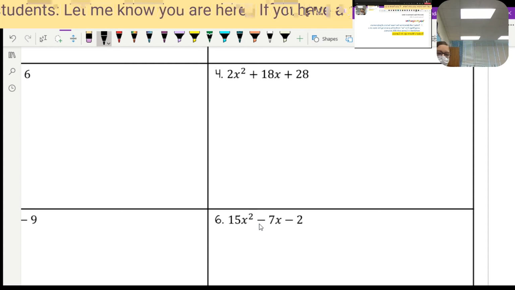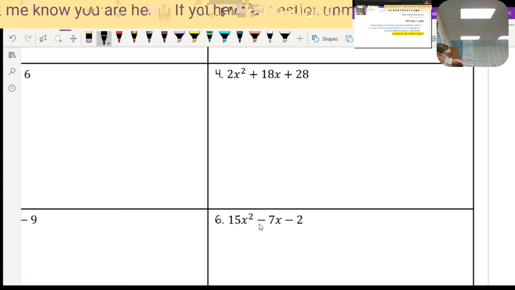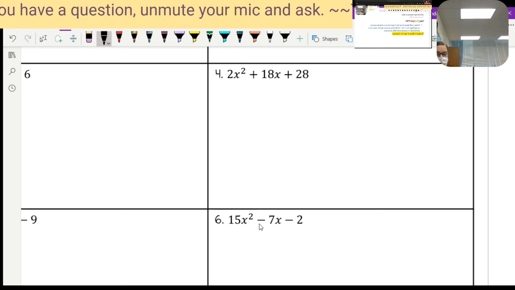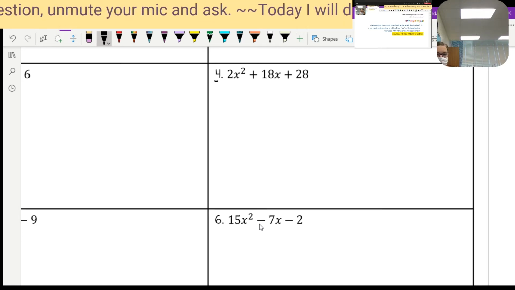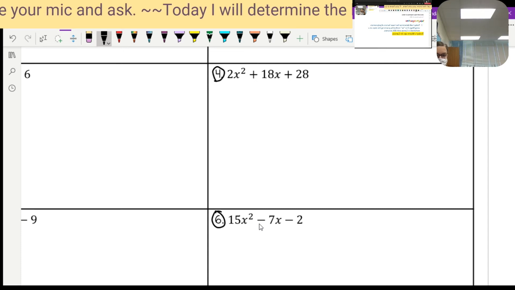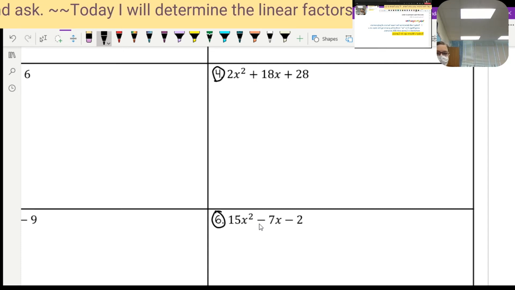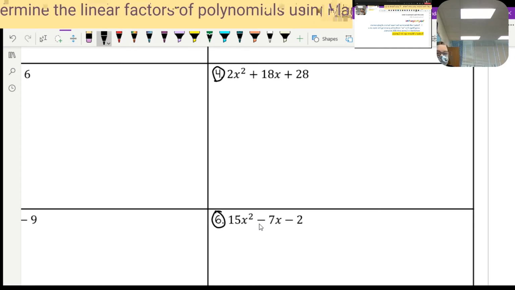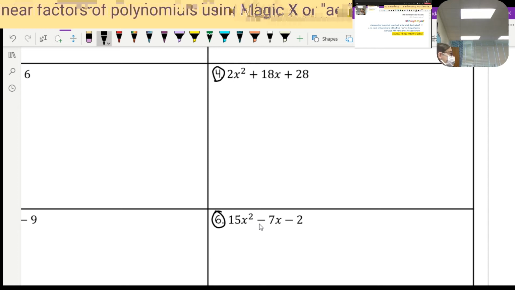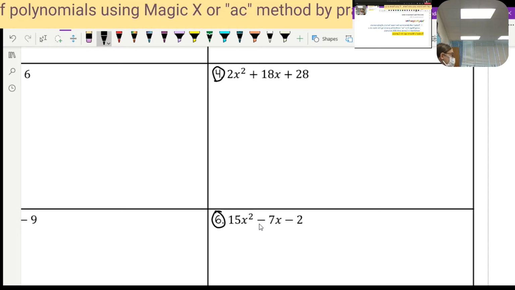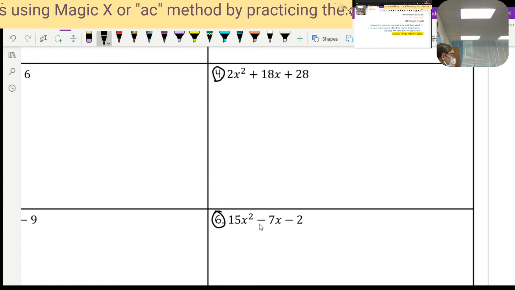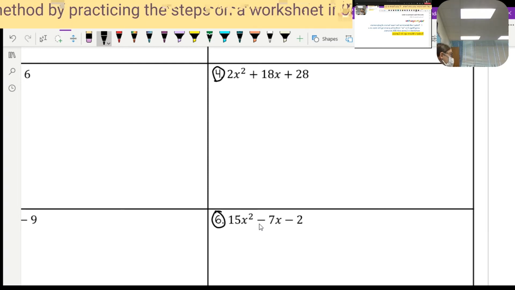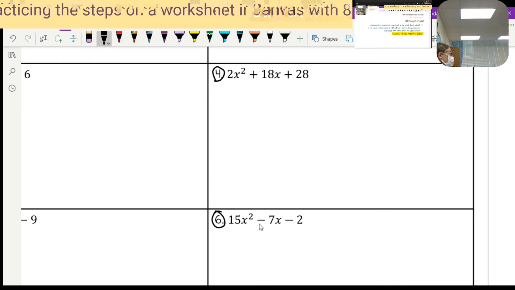Okay, so remember, I've written in there the first step is to always check and see if there's a greatest common factor. So we're going to look at number 4 and number 6 as examples. So number 4, we're checking to see if there's a greatest common factor between the coefficients and the variables. Well, there's not variables in every single term, so we know that that's not going to be a common factor.